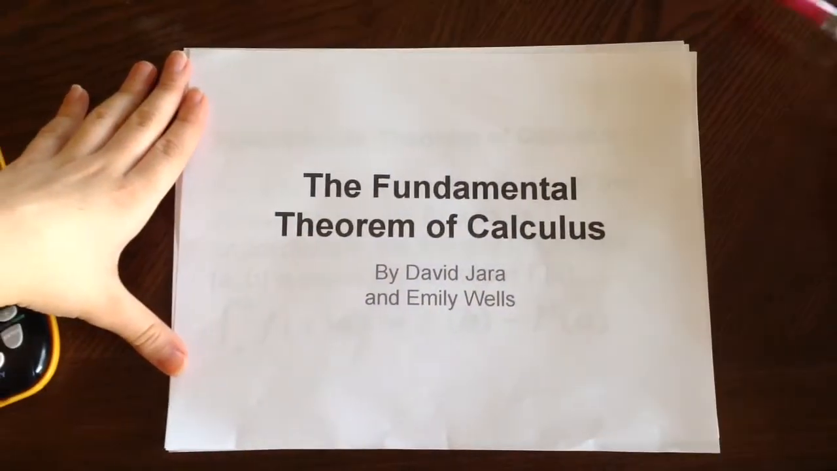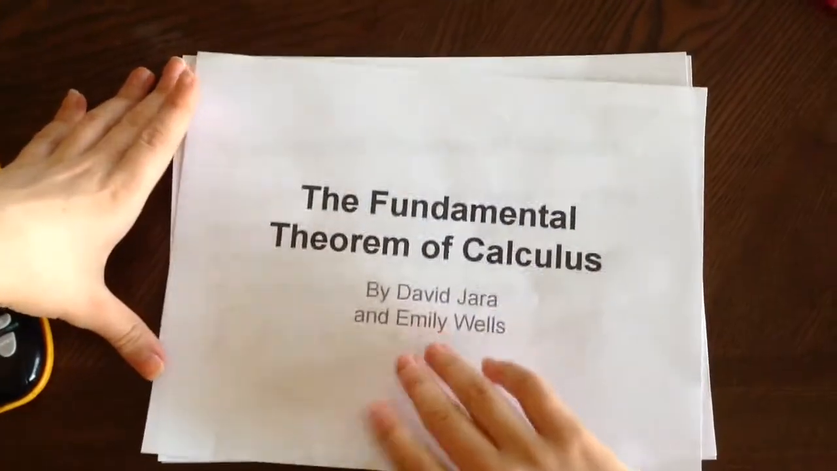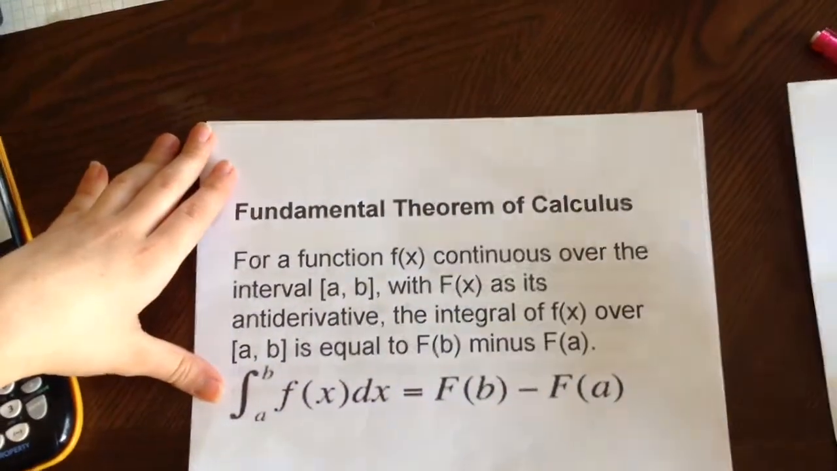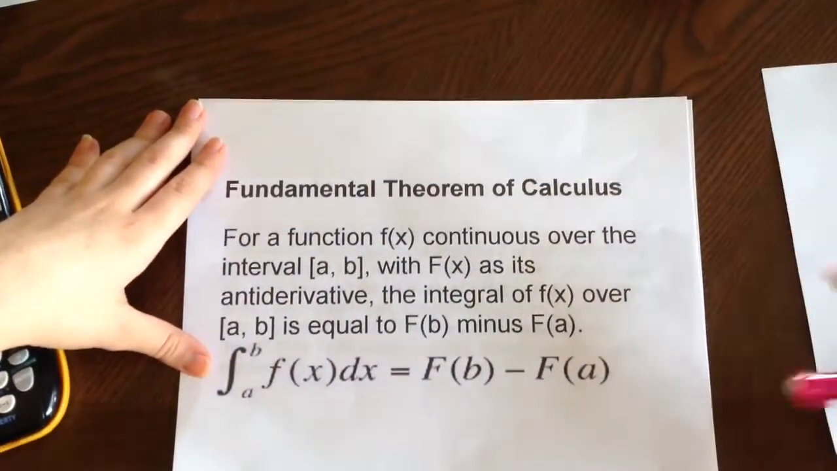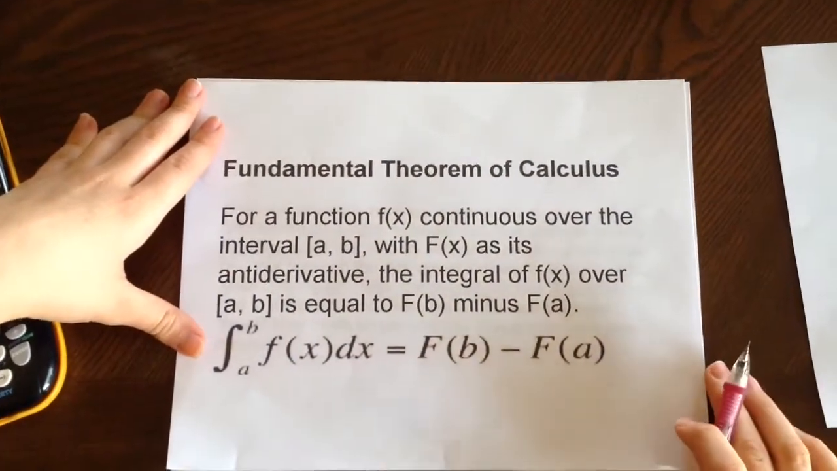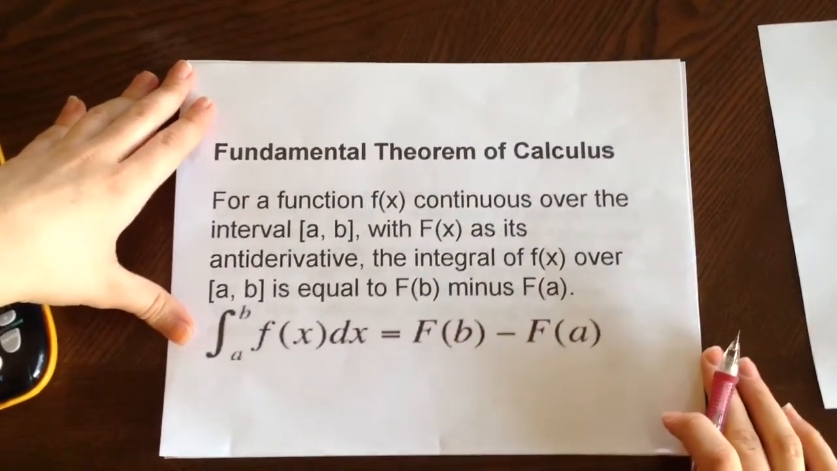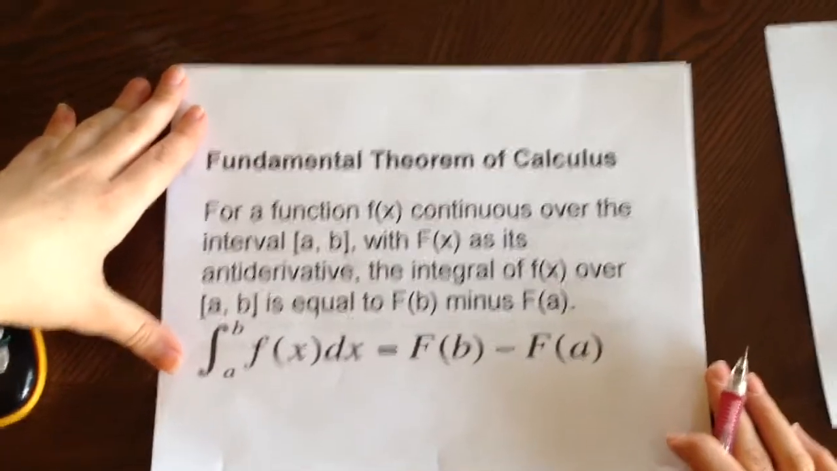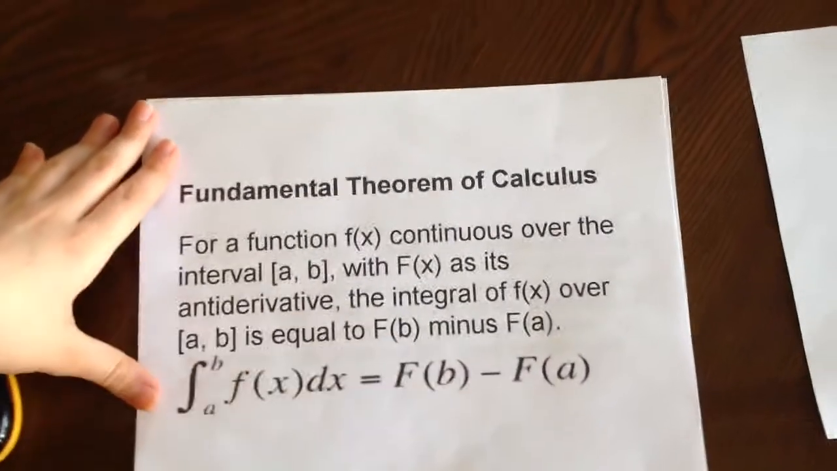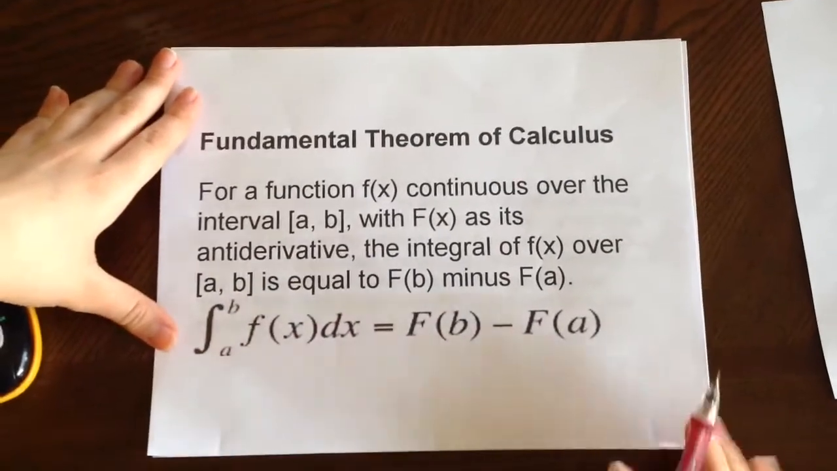So today we're going to be talking about the fundamental theorem of calculus, and the theorem says that for a function f of x continuous over the interval a to b with F of x as its antiderivative, the integral of f of x over a to b is equal to F of b minus F of a, and that's shown here in this equation.